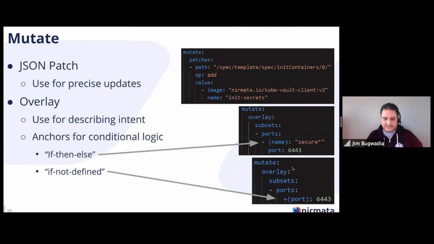So in this case, there's two overlays. We'll talk a little bit about these features later on, but one is doing a simple check to see if a port name is set to secure. Then it will set the port number to 6443. The second example is showing that if a port name is not specified, it will default it to 6443.